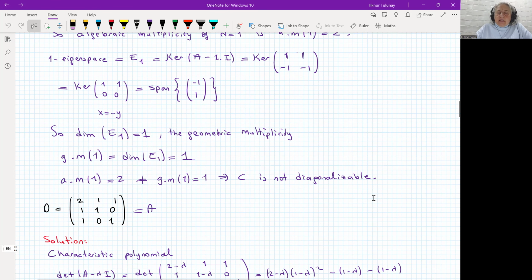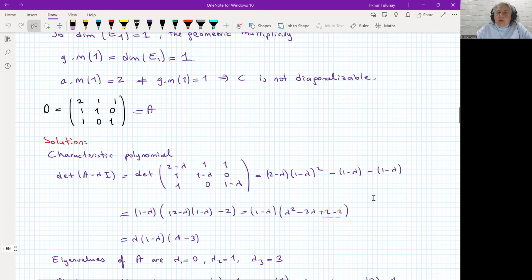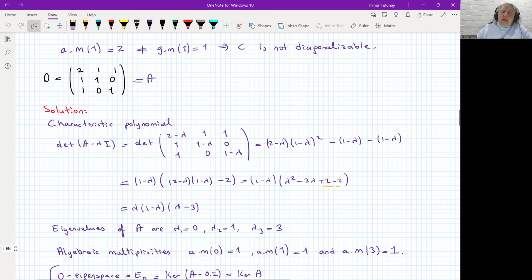Okay, now let's do another example. This is the matrix T, but I will change the name to A for consistency of my notation. We would like to find the eigenvalues first. So we would like to find the determinant of A minus lambda I. So for this matrix, we subtract lambda from the main diagonal entries. So this is 2 minus lambda, 1 minus lambda, 1 minus lambda. And we would like to calculate the determinant of this.